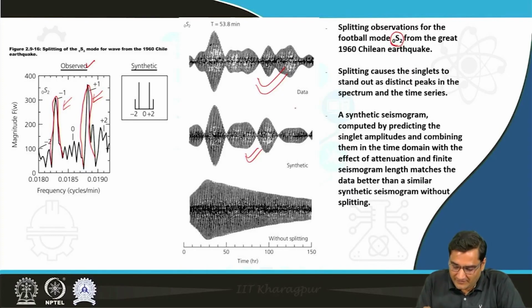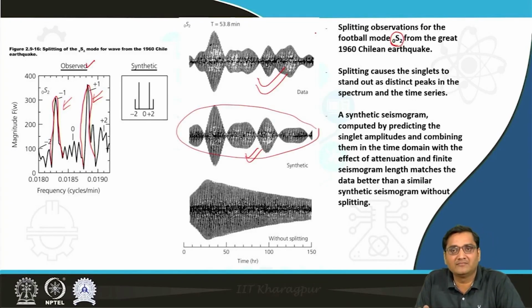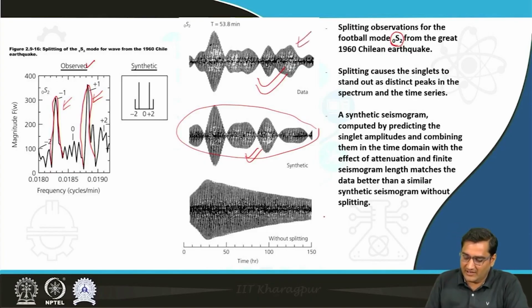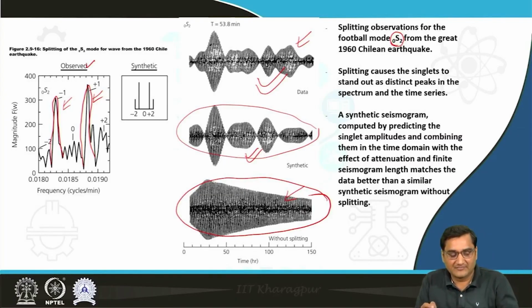Then after you incorporate both the phenomena of attenuation and splitting, you can better synthesize your seismogram, which can match very well with the observed seismogram here. In case you are not considering the phenomenon of splitting, then your synthetic seismogram may look something like this, which is not matching with the observed seismogram.